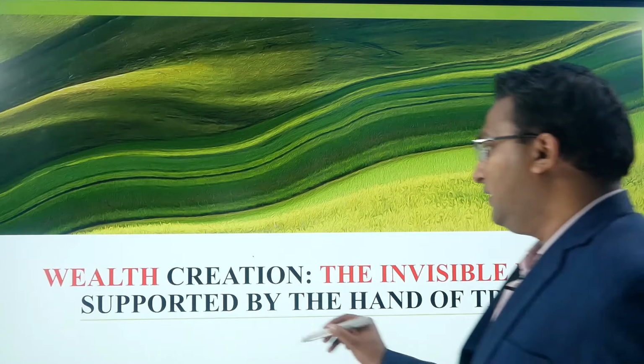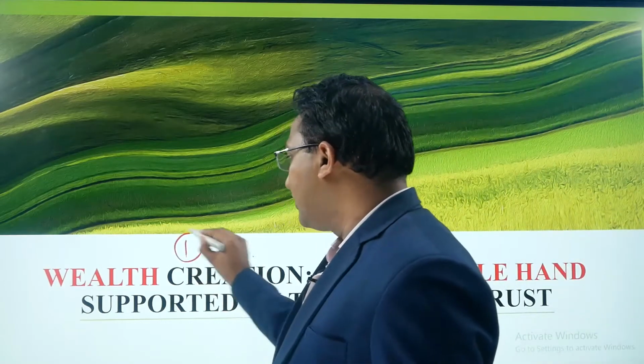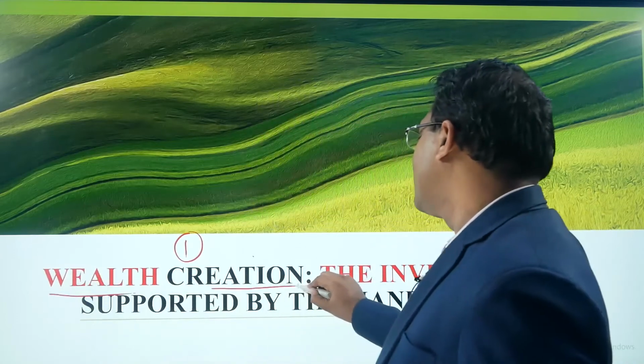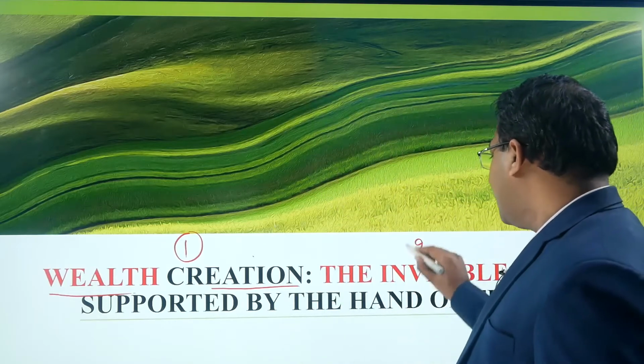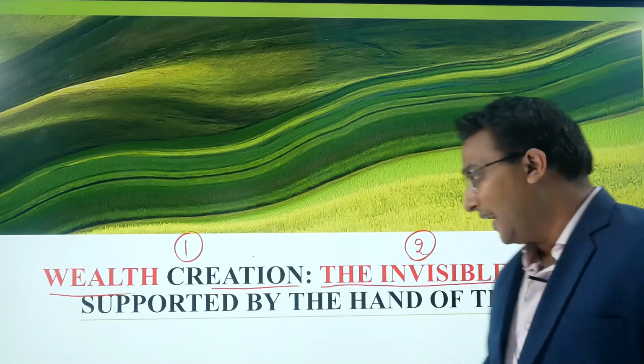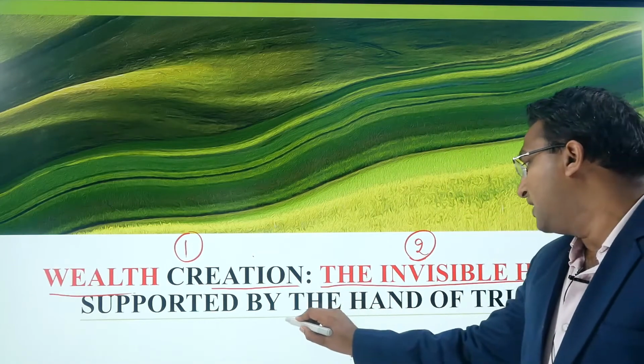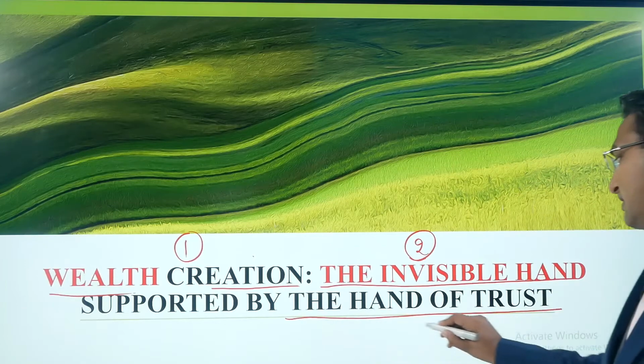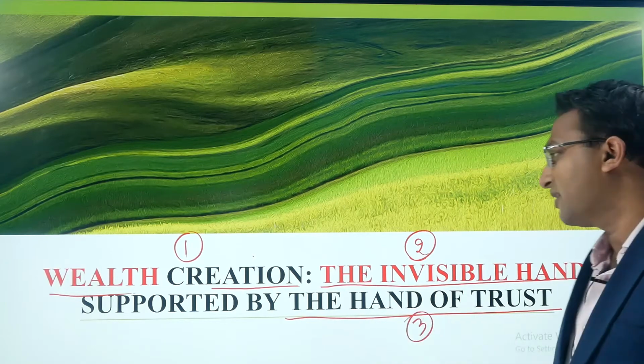So here you can see there are 3 keywords. First, wealth creation. So we will talk about why wealth creation is important. Is wealth creation really important? Second, what is the meaning of invisible hand and what is the role of invisible hand? And third, the hand of trust. So we will see what is the meaning of hand of trust.